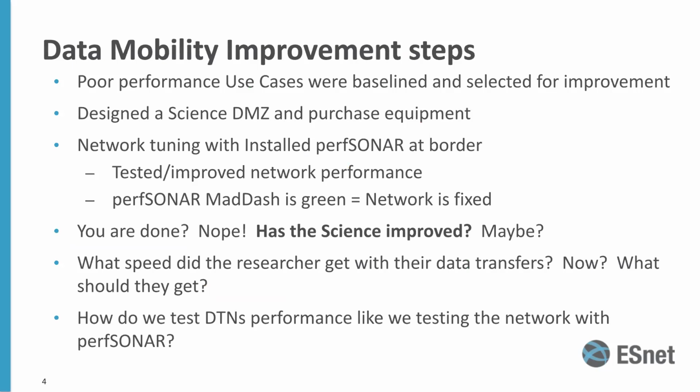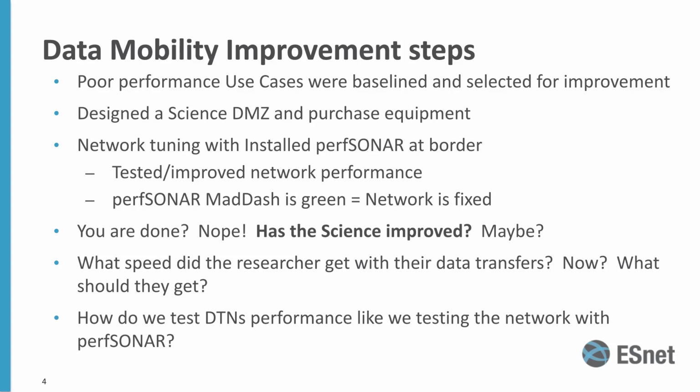As you look into this, there are a number of improvement steps. When you're looking at grants, you may identify poor performance, or you see large flows in your flow data, or someone is really complaining. These are some of the steps you'd go through in setting up your Science DMZ. You do some network tuning at your border. Has your science improved? Maybe, maybe not. If you're really engaged with the researchers, you might get direct feedback on that. But again, what we're trying to do is have a framework to be able to validate that.